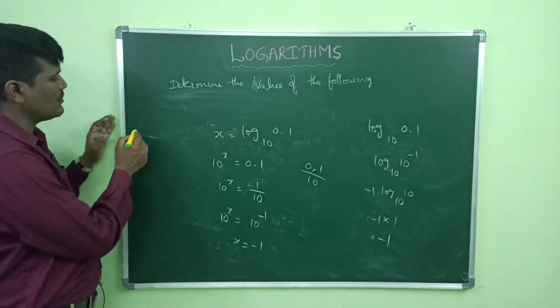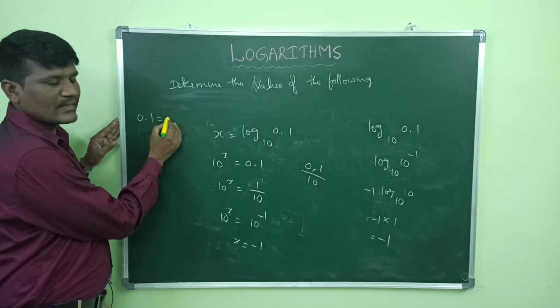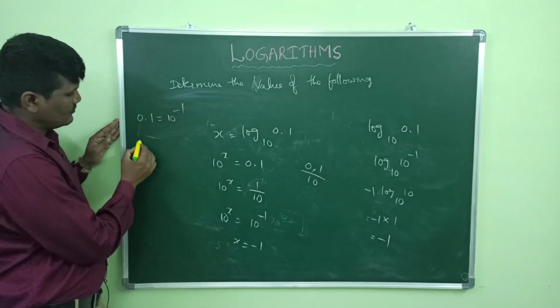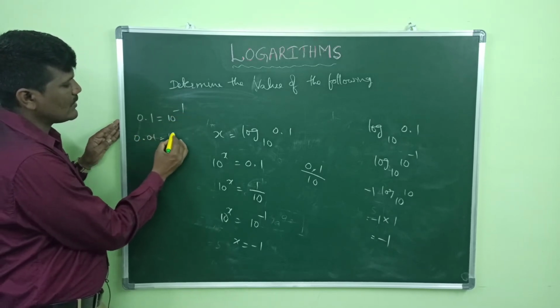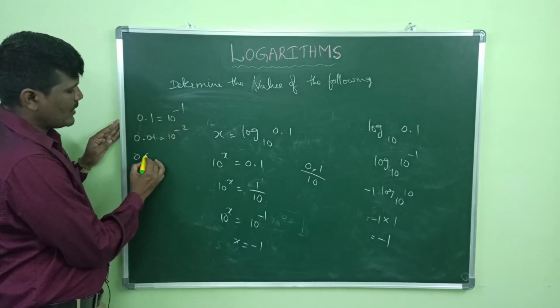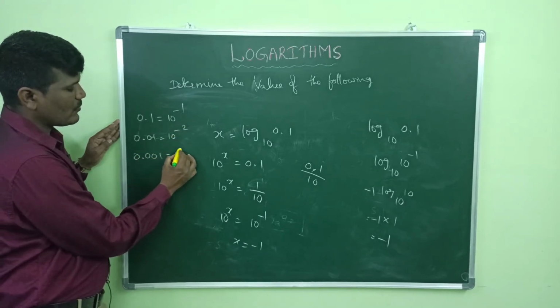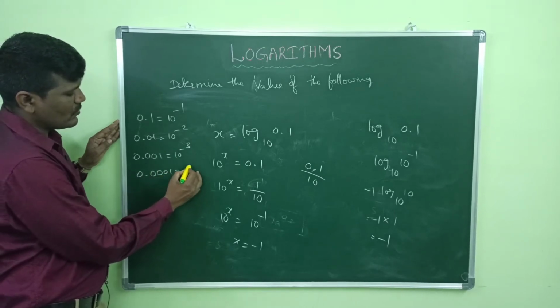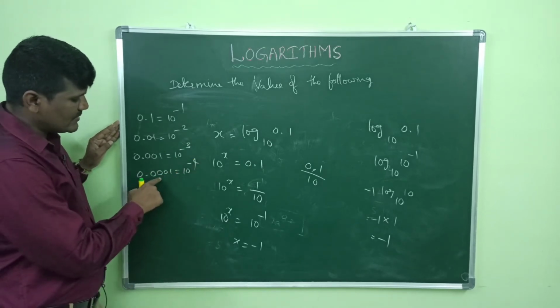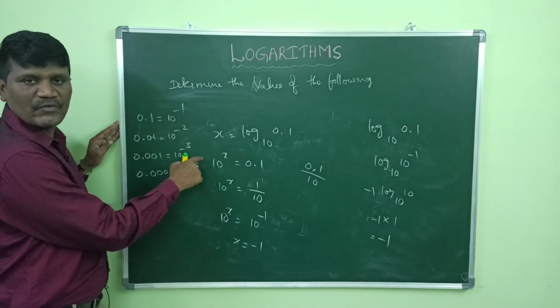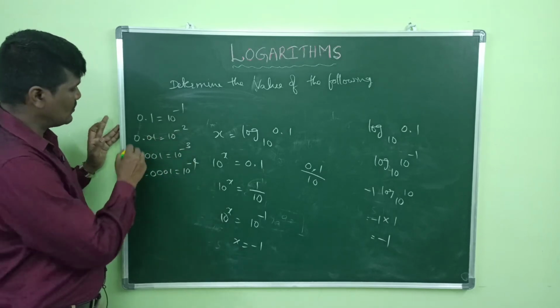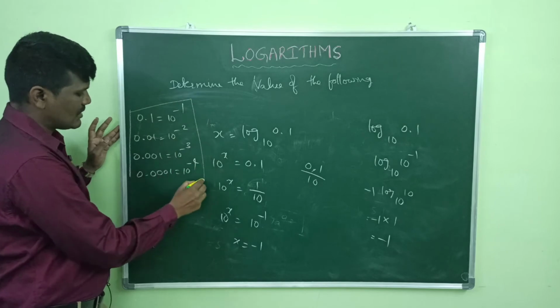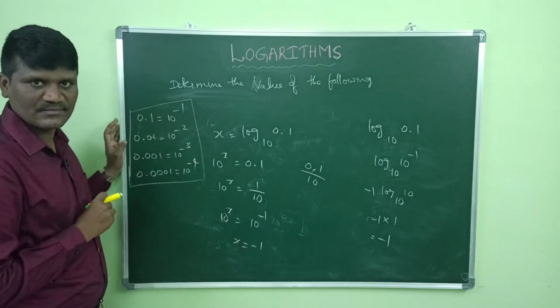Here you should remember that 0.1 is equal to 10 power minus 1, 0.01 is equal to 10 power minus 2, 0.001 is equal to 10 power minus 3, and 0.0001 is equal to 10 power minus 4. How many digits are there after the decimal, that many will come as the power in the minus. This you remember. Based on this also, sometimes questions may be asked.